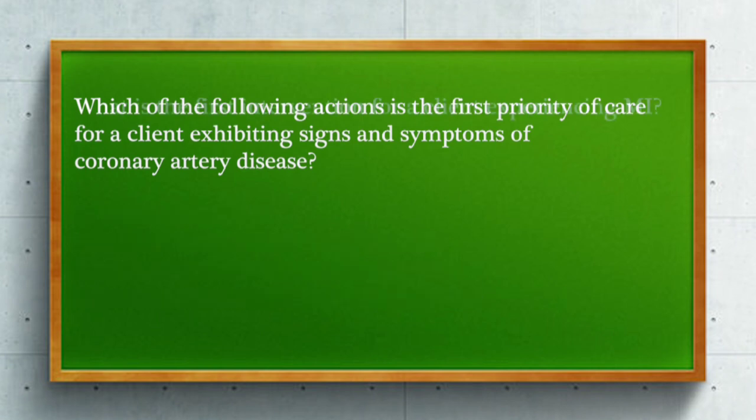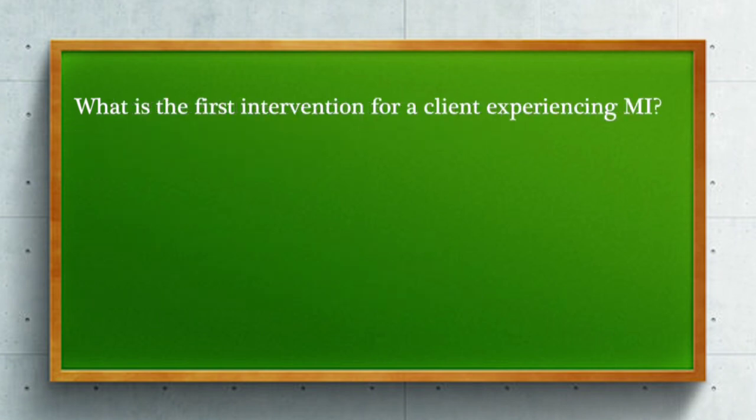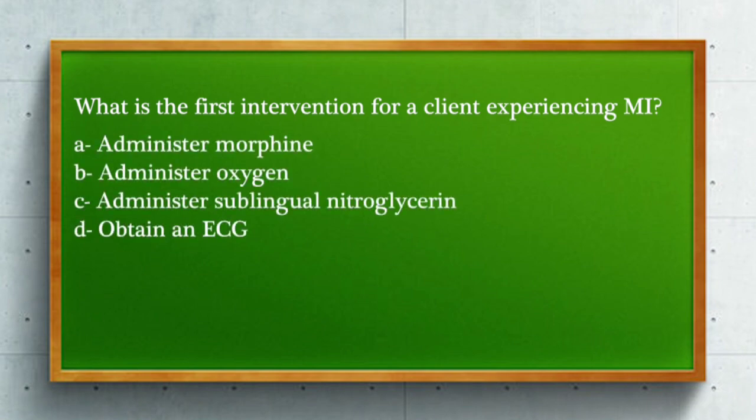Next question. What is the first intervention for a client experiencing MI? A. Administer morphine, B. administer oxygen, C. administer sublingual nitroglycerin, D. obtain an ECG. And the answer: A. Administer morphine.